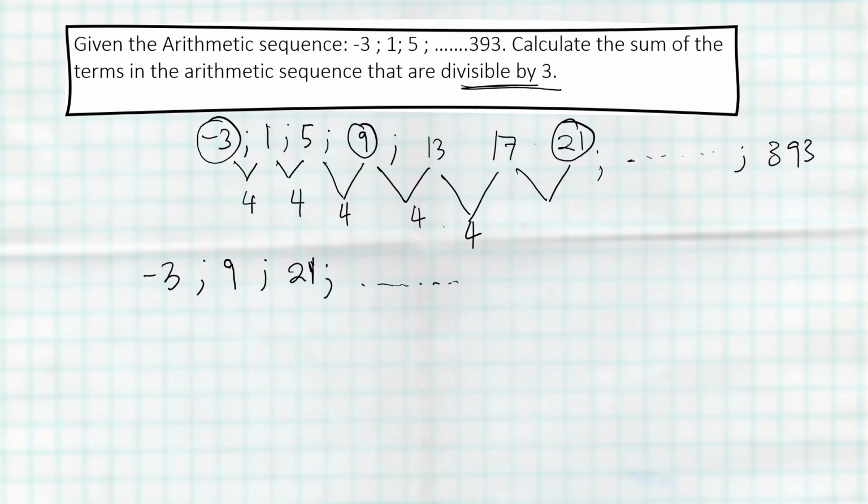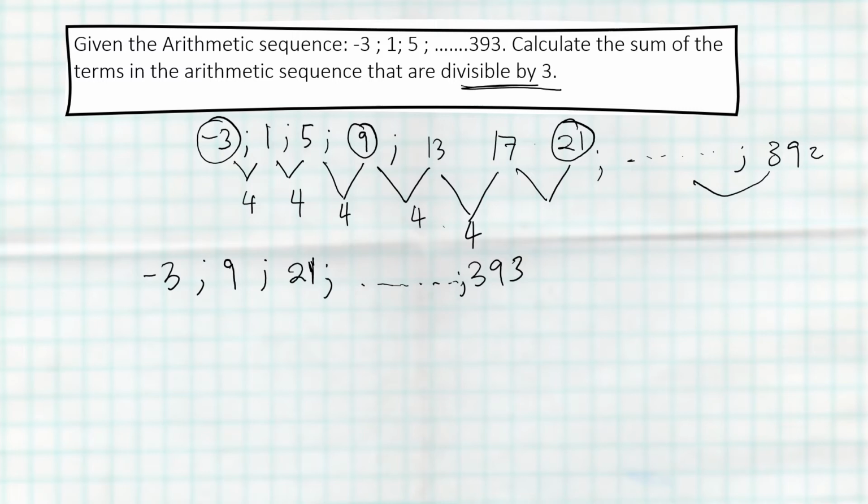When we are moving towards the last term, we have 393, right? Can we check if 393 is divisible by 3? So I'm just going to say 393 divided by 3, and it gives me an answer without a decimal. So 393 is divisible by 3. What if I didn't have 393, maybe 392 here? Then we would know that 392 is not divisible by 3, so we'll just move backward until we get the last term that is divisible by 3.